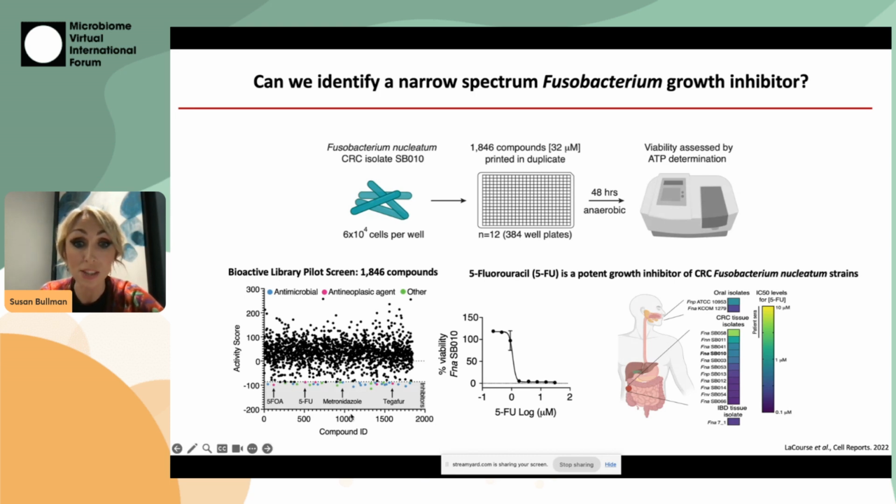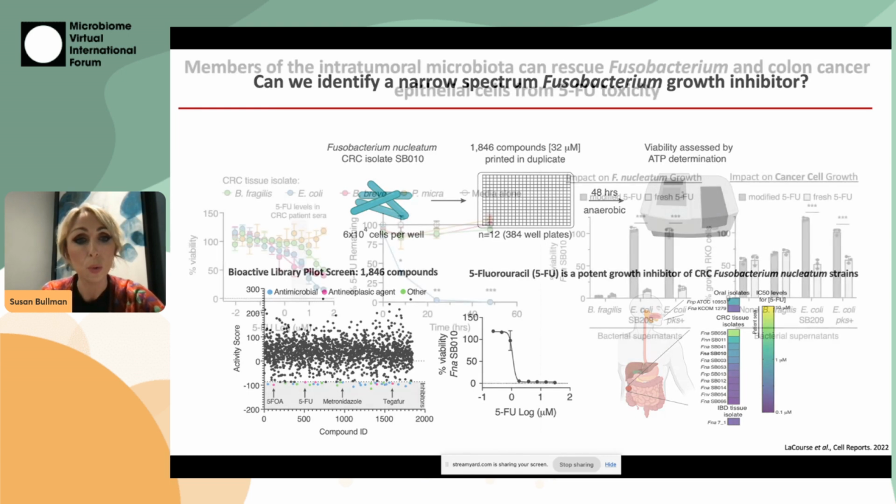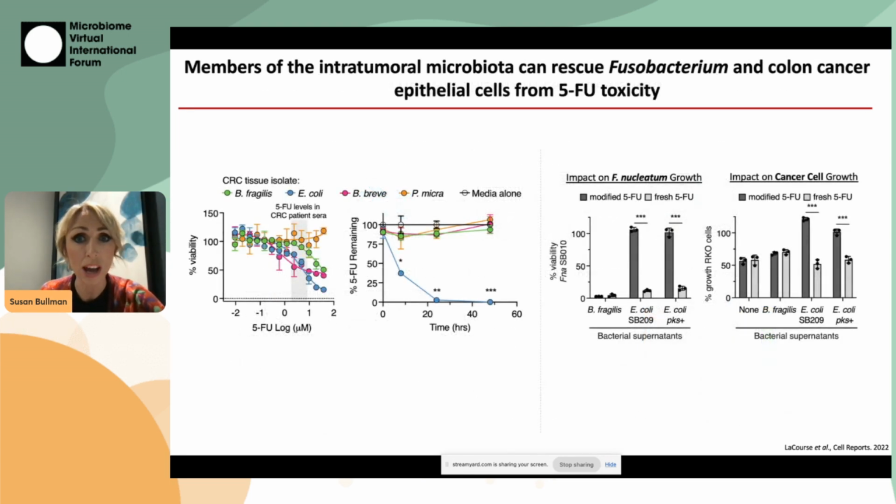We confirmed this growth inhibition with a range of clinical isolates of Fusobacterium nucleatum. Importantly, its growth was inhibited within the biologically significant range of this chemo drug that patients with colorectal cancer would receive. We then looked to see if this chemo drug had broad spectrum antimicrobial activity. We had a range of different microbial isolates from human colorectal tumors, including Bacteroides fragilis, E. coli, B. breve, and Parvimonas micra. What we saw was that it did not have broad spectrum antimicrobial activity. It was inhibiting Fusobacterium nucleatum, but not these other microbes.